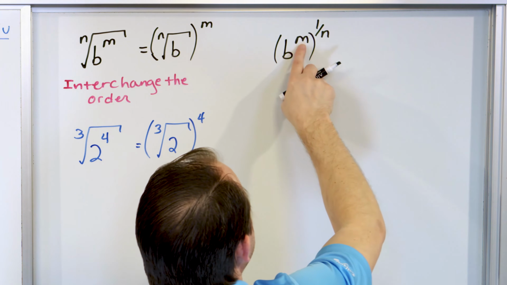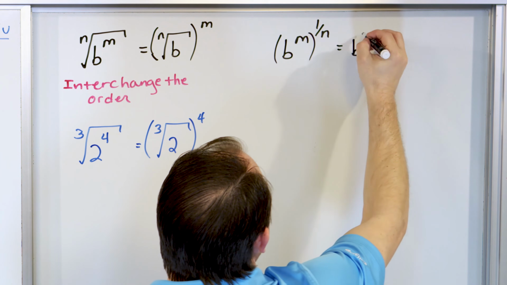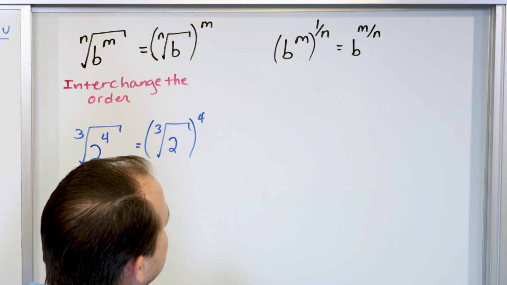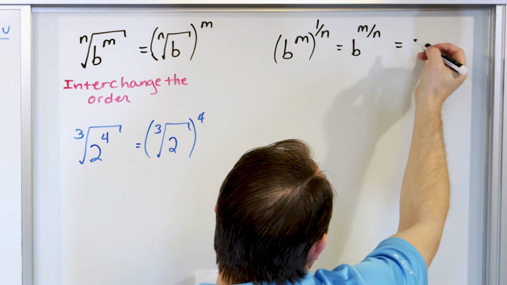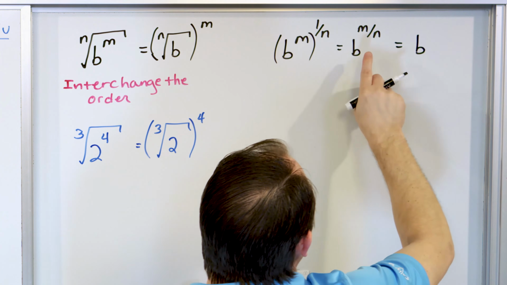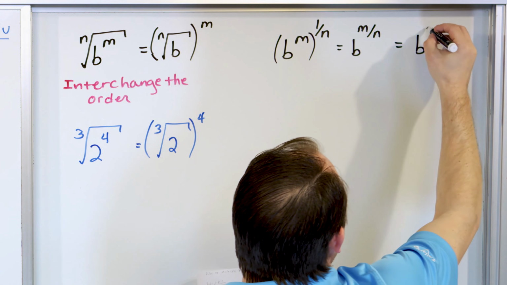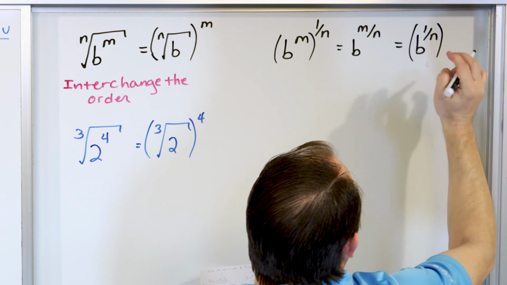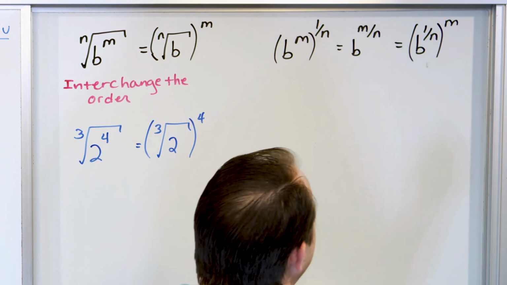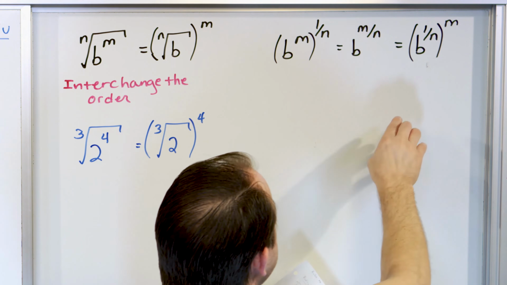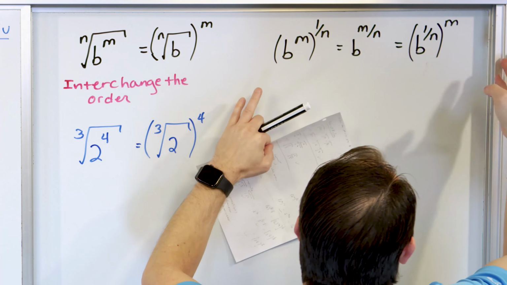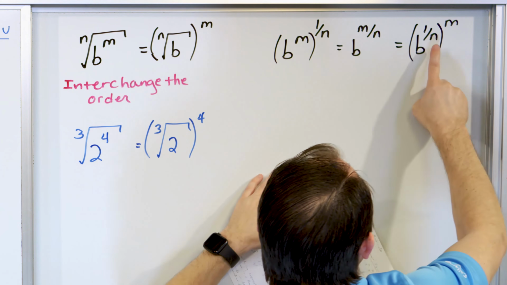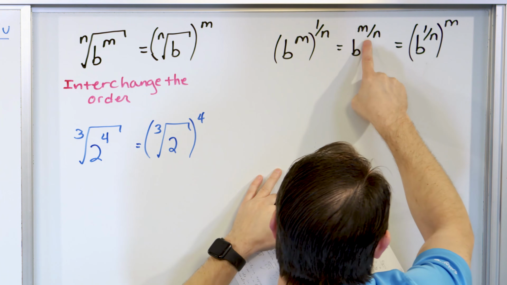So what is m times 1 over n? That's just going to be b to the m over n. This m times 1 over n gives you this. But then you look at this again and you say, well, it's a fraction, so I actually could write it like this. Instead of m over n, I could write it as 1 over n first, and then I could take the result of that and raise that to the mth power. Why can I do that? Why can I interchange the order? Because when I have exponents raised to an exponent, all I do is multiply them. So m times 1 over n gives me this, but 1 over n times m also gives me this.